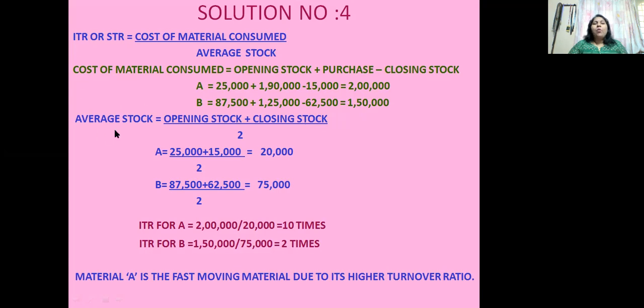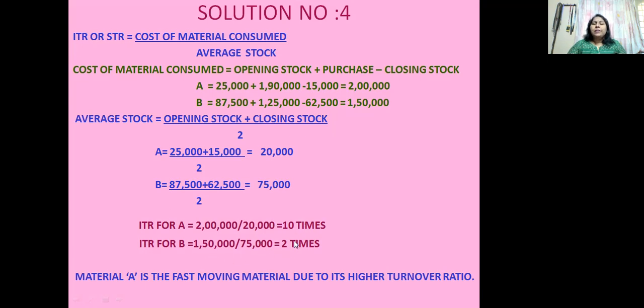After that, I will move on to calculate the average stock for A and B by applying the formula opening stock plus closing stock divided by 2. Then I got the answer. Average stock for A, 20,000. Average stock for B is 75,000. Once I calculate the average stock and cost of material consumed separately for A and B, then I'll substitute in the main formula: cost of material consumed, 2 lakhs divided by 20,000. What is my ITR? 10 times. Like that, 1,50,000 divided by 75,000. What is my ITR? 2 times.